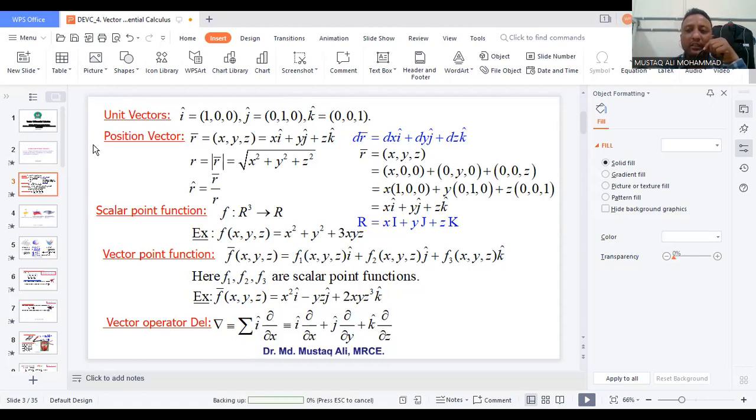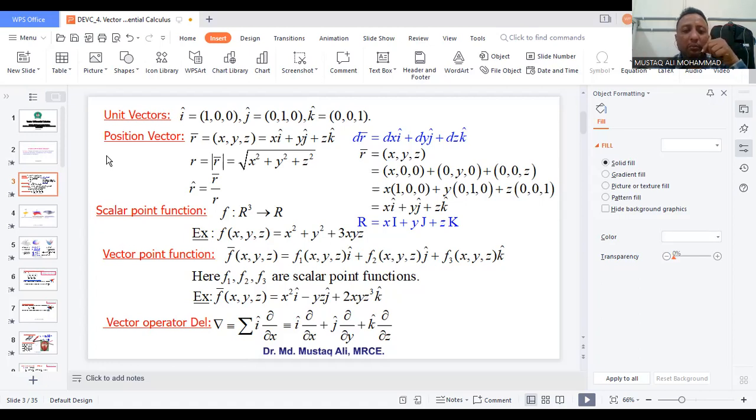Next, the position vector. We have r bar equal to xyz, the position vector in three dimensions. It can be written as x i bar, y j bar, z k bar. From r bar we can write r equal to modulus of r bar, read as the magnitude of r bar. The magnitude of r bar is the square root of x square plus y square plus z square. Here the unit vector of r is equal to r bar by r. That gives us the required unit vector of the position vector.